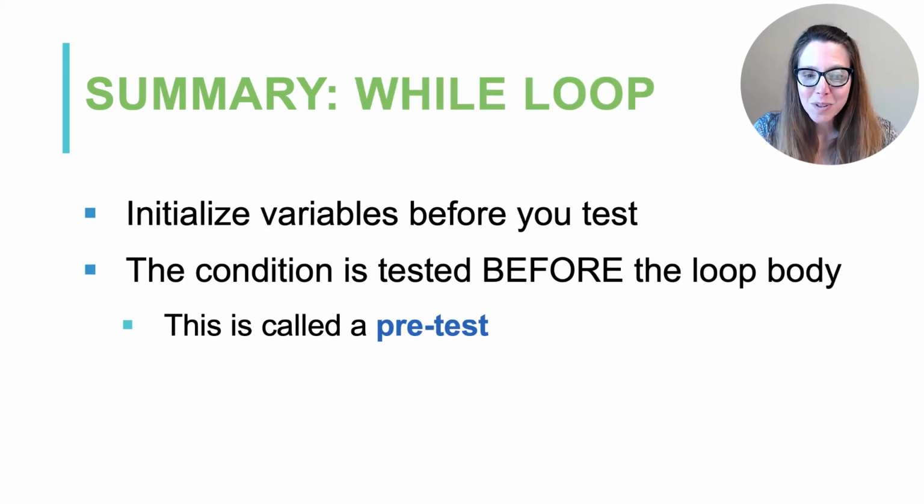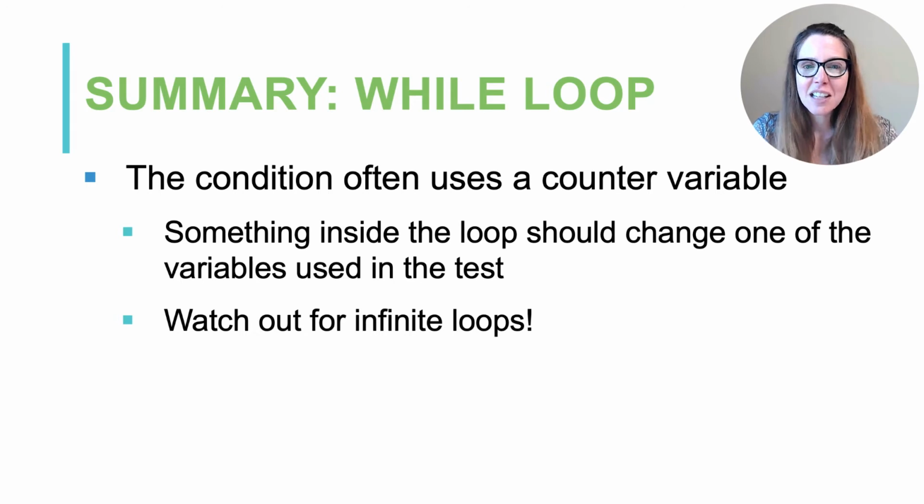With while loops, just as with for loops, we have the 3 pieces: initialization, condition, and update. For a while loop, we initialize variables before we test the condition. The condition is tested before the loop body. This is called a pretest. The condition often uses a counter variable. Something inside the loop should change one of the variables used in that test. Otherwise, we put ourselves in danger of entering an infinite loop.